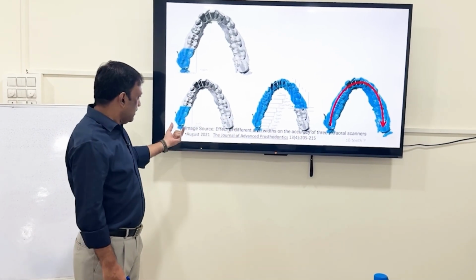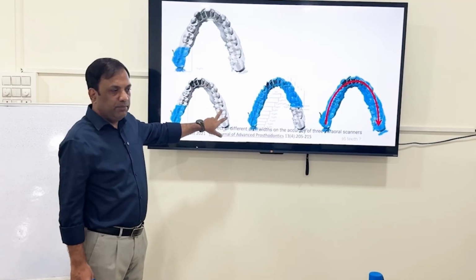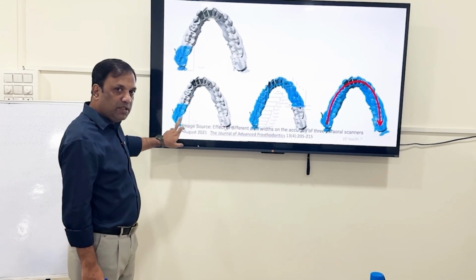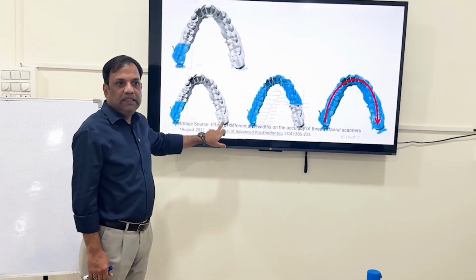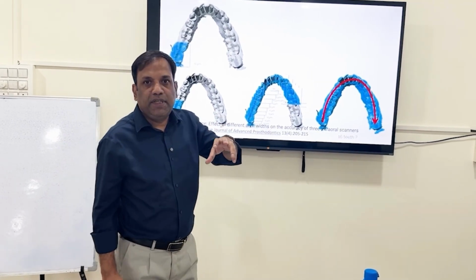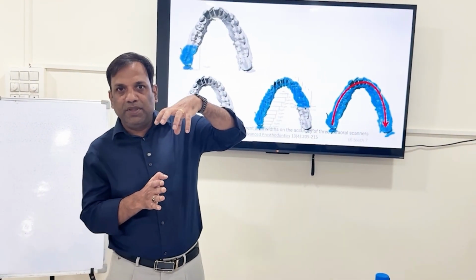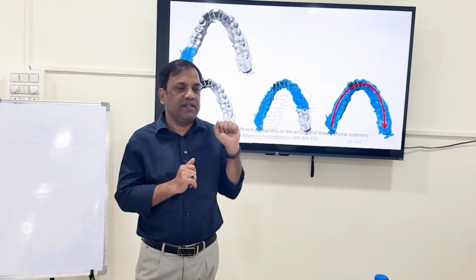So when I'm traveling from this end to that end, by the time I finish this end, my scanner doesn't know what the relation is between this tooth and this tooth. It's like capturing an image from a satellite versus a street view. If you understand the difference between a satellite image and a street view image, you'll understand this.